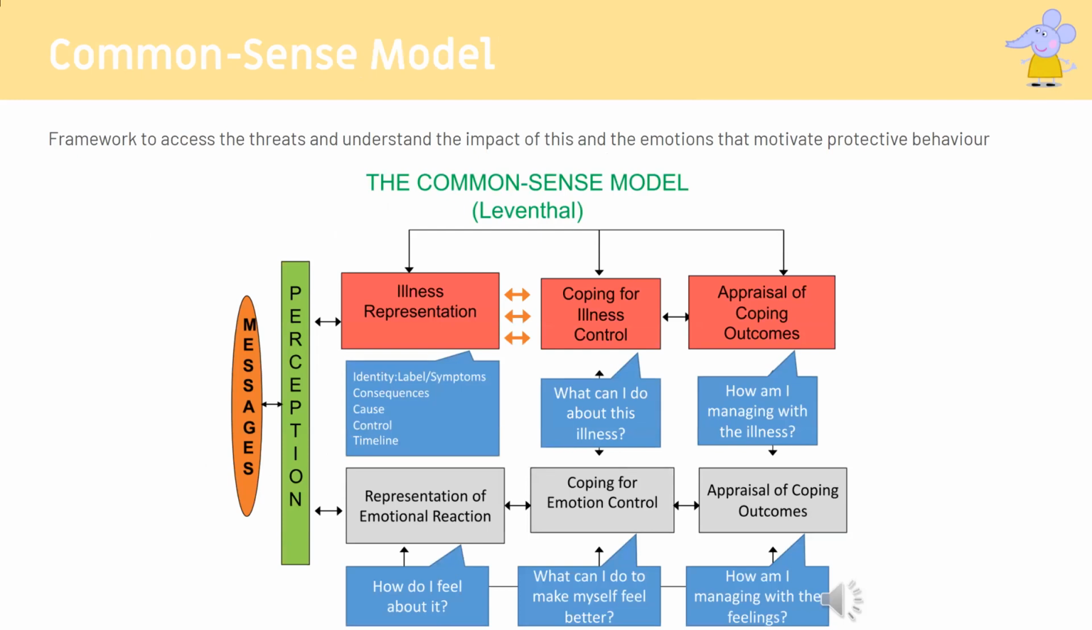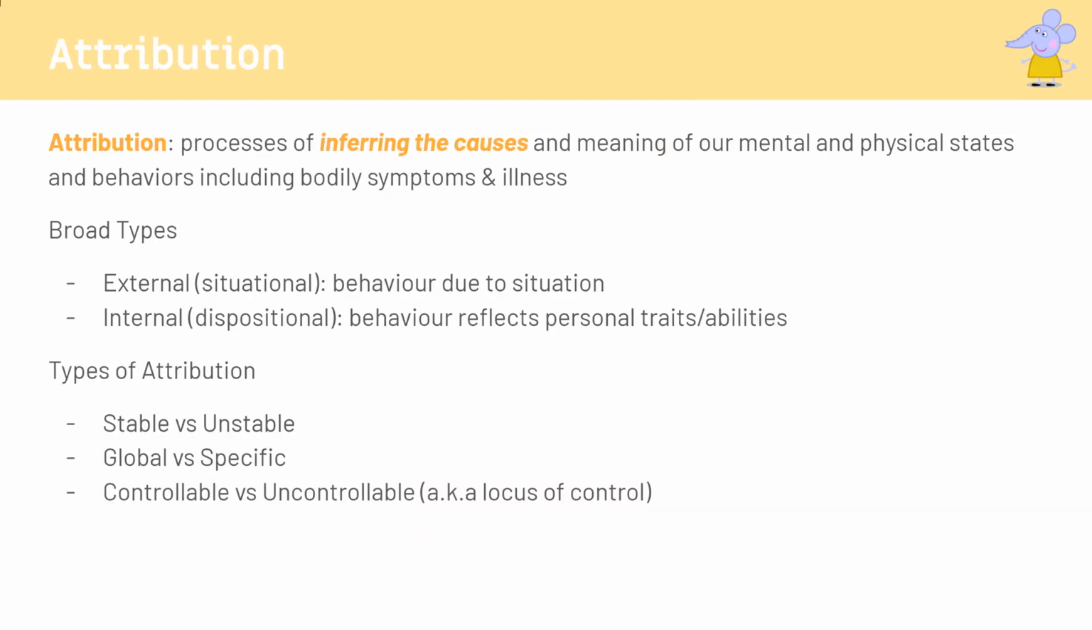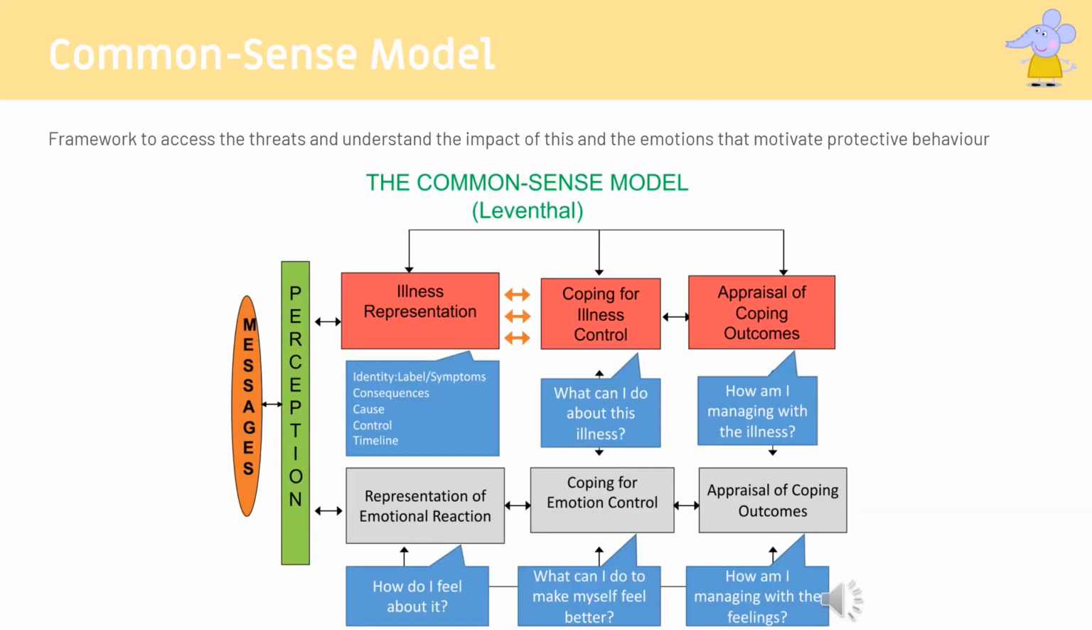This is the common sense model. It's a framework to assess threats and understand their impact, and the emotions that motivate our protective behavior. You should probably go through the slides, look at this diagram and try to understand what we're doing. It's relatively straightforward. The last part is attribution. One really important thing here is to understand illness representation. These are the five things: identity, which means labeling the symptoms, consequences, cause, control, and timeline. We have to ask these and find out what the symptoms mean for those.